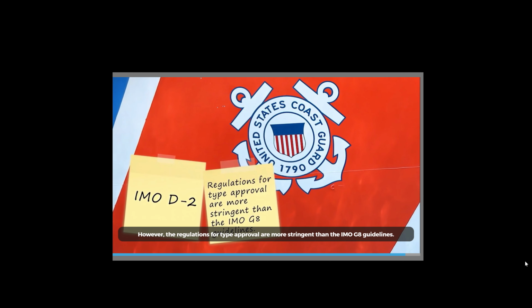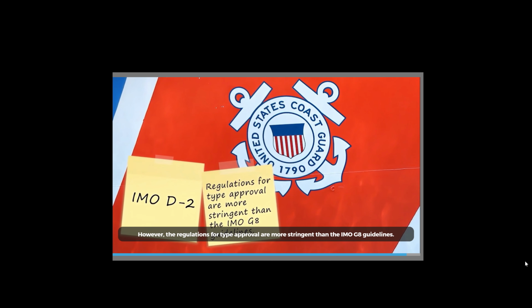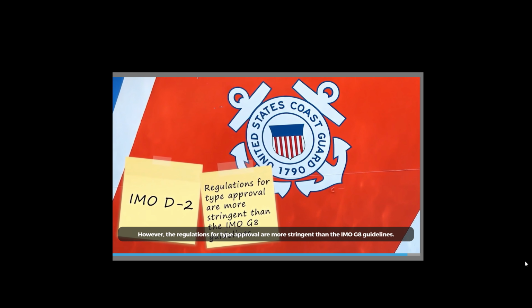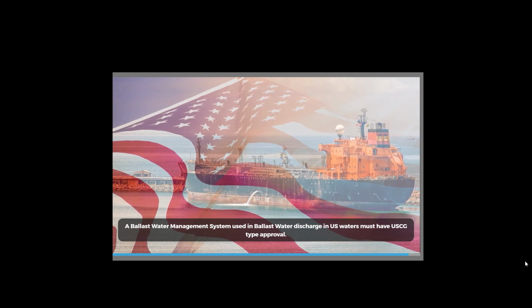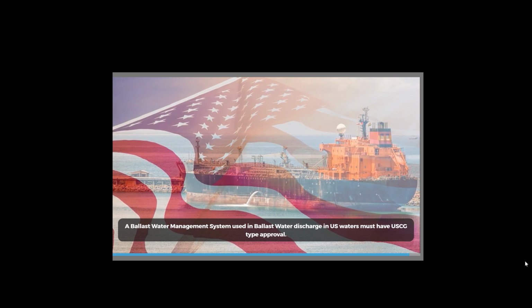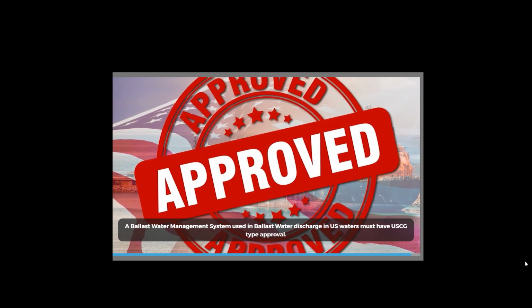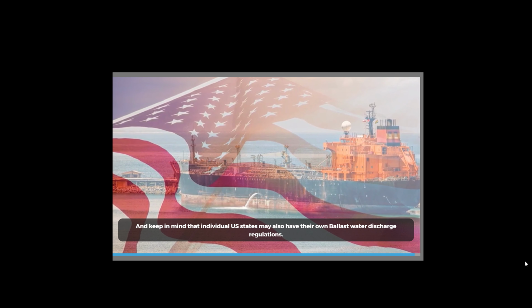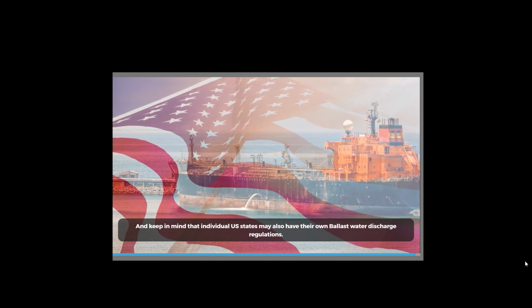The USCG discharge standard is similar to the IMO D2 performance standard for discharged ballast water. However, the regulations for type approval are more stringent than the IMO G8 guidelines. A ballast water management system used in ballast water discharge in US waters must have USCG type approval. And keep in mind that individual US states may also have their own ballast water discharge regulations.